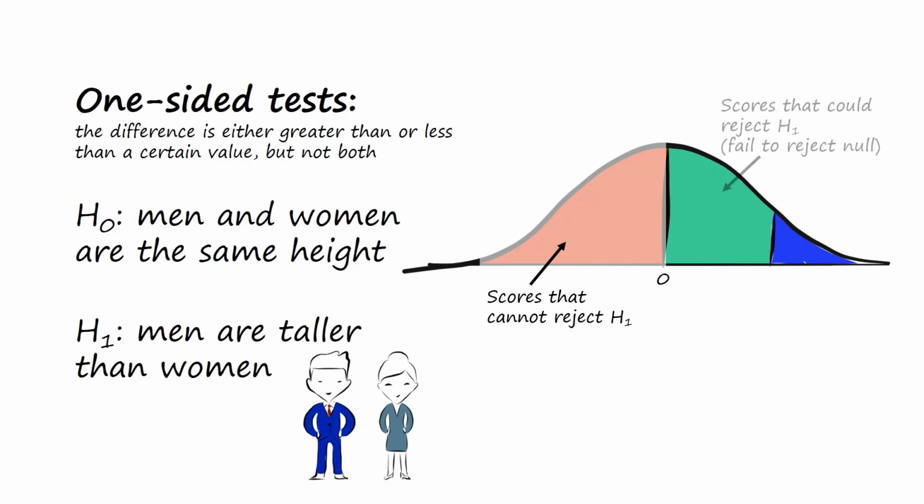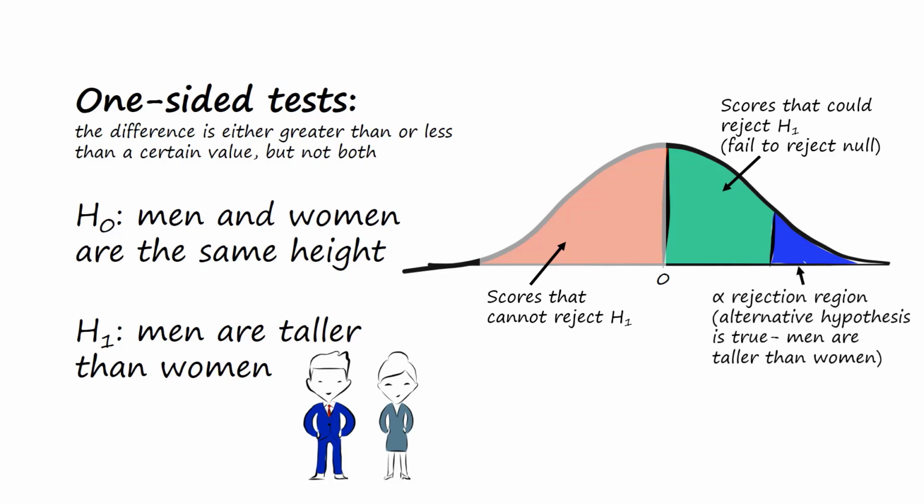If the test statistic falls in this region, between 0 and our significance level, we would say that the heights of men and women are the same. We fail to reject our null hypothesis. However, if our test statistic falls above the significance level, we can reject our null hypothesis and say that men are taller than women.